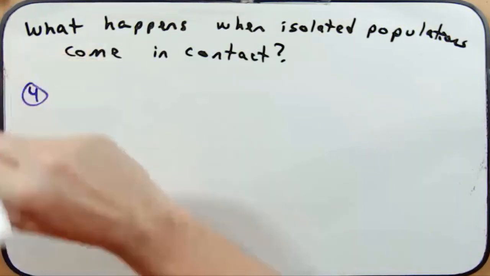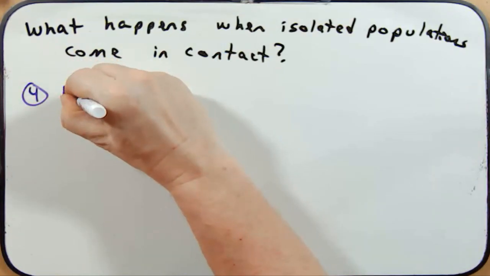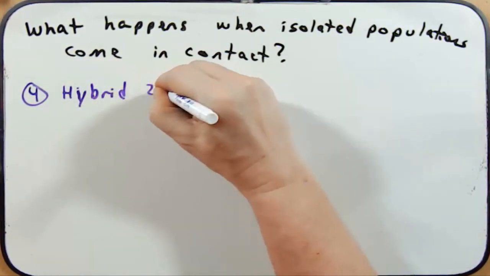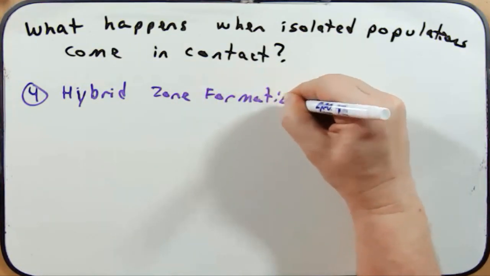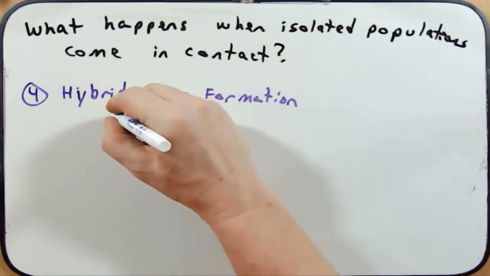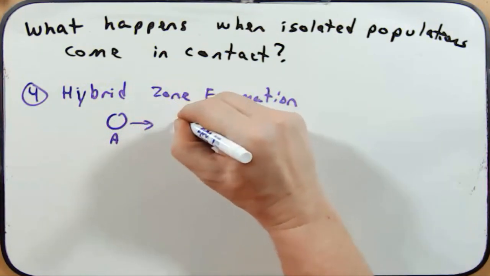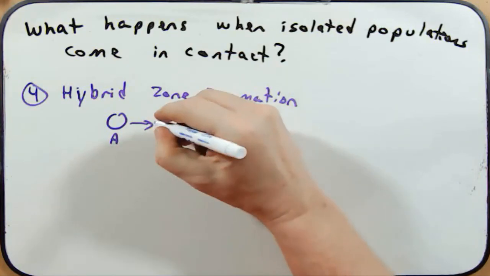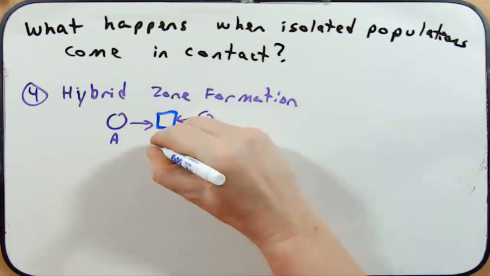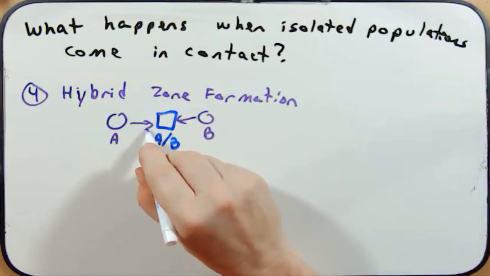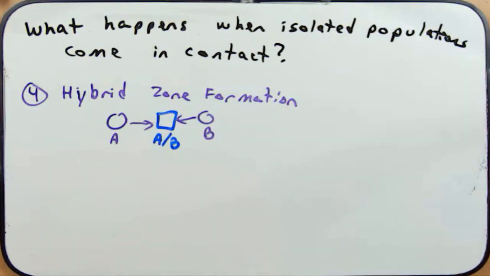Now the fourth possible outcome is that there is a hybrid zone formation. And so this one I think is a little more difficult to understand, but if you have a population A and a population B that come in contact with each other, there may be this area where hybrids form. So you get an AB hybrid, but it only forms in this area. It doesn't behave like the fusion explanation does, where it becomes fully interbreeding. Rather, there's just one small area within this larger geographic area that allows for hybrids to form.